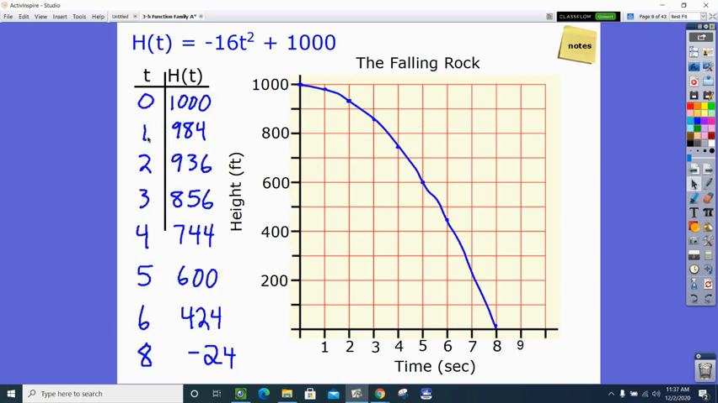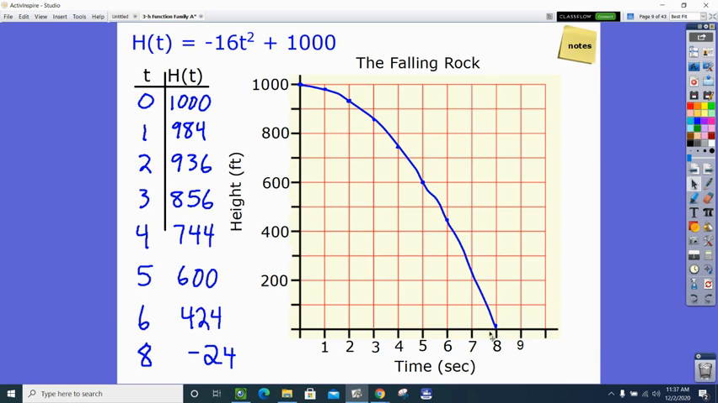So 0, 1,000, 1, 984, 2 is 936. So again, I'm coming up here, for instance, with 2, and I'm squaring the 2, which would be 4. I'm multiplying by -16 and adding to 1,000, and you're going to know it's going down, which is what we expect due to gravity. Now, I kept going here because I wanted to see when it was going to hit, and you'll notice that at 8 seconds, it would be underground, basically. So it's hitting just to the left of 8 seconds, maybe 7.9-ish.